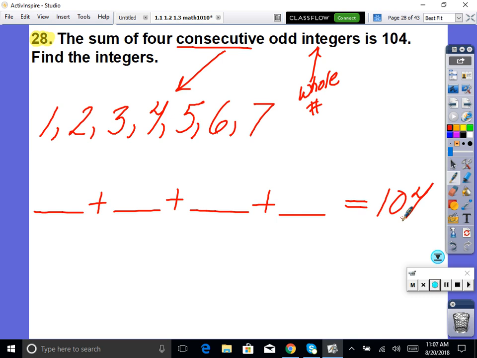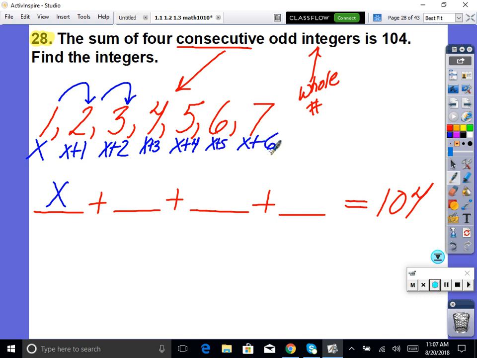Does everybody see? Well, consecutive means, won't this one be 1 more than that? So this is an x plus 1. Won't this one be 2 more than that? So this is x plus 2, true? Everybody? This is x plus 3. This is x plus 4. This is x plus 5. This is x plus 6. And we could go on forever, couldn't we? Now here's the catch. It says they have to be odd. So if it just said the sum of 4 consecutive integers, we would use x, x plus 1, x plus 2, and x plus 3. Does everybody see? But it says they have to be odd. So I'm going to cross out any evens.